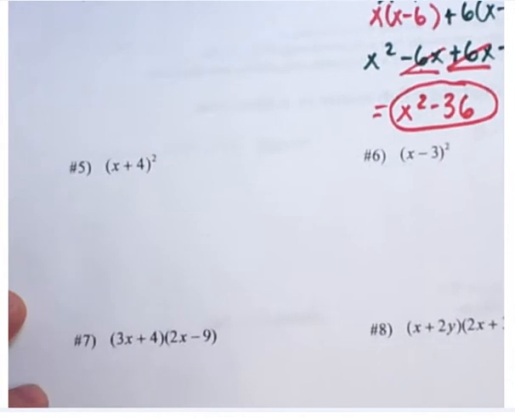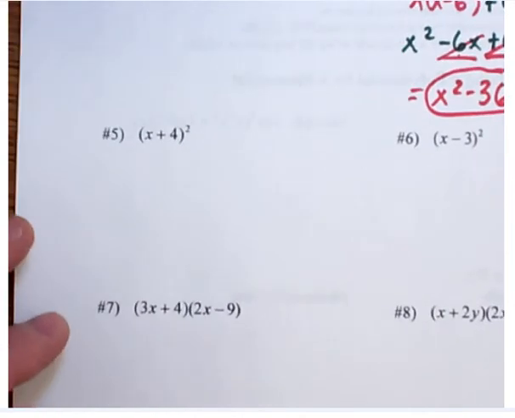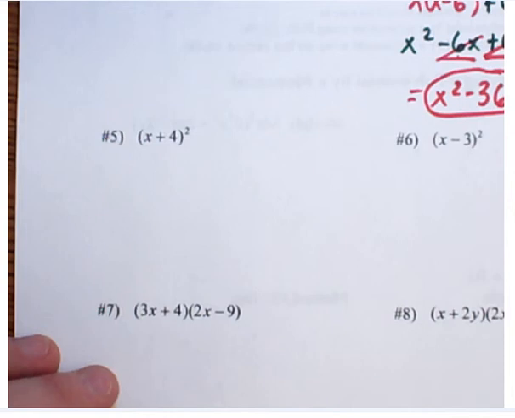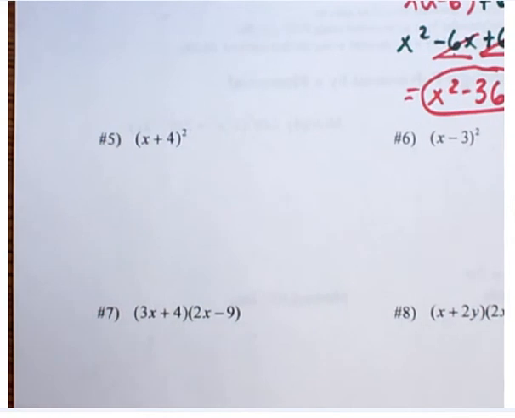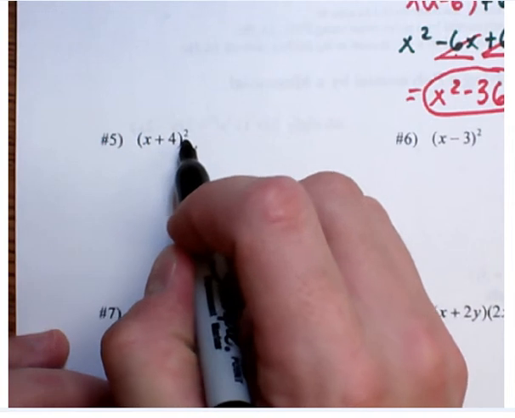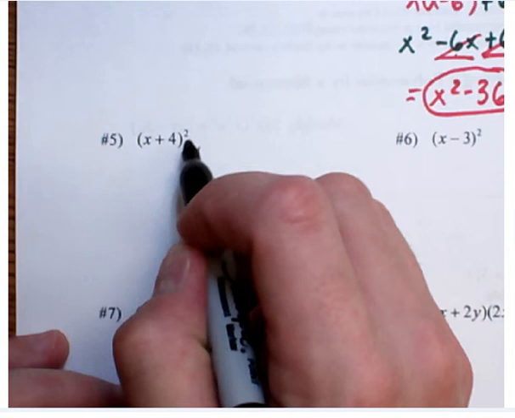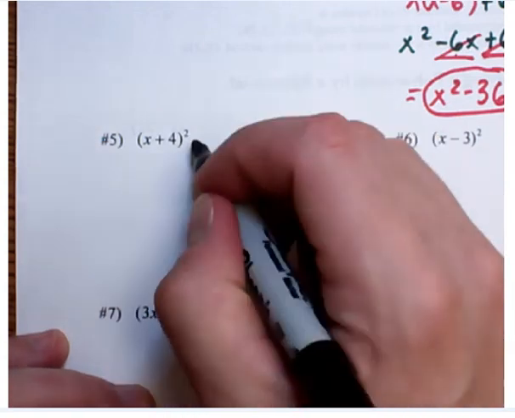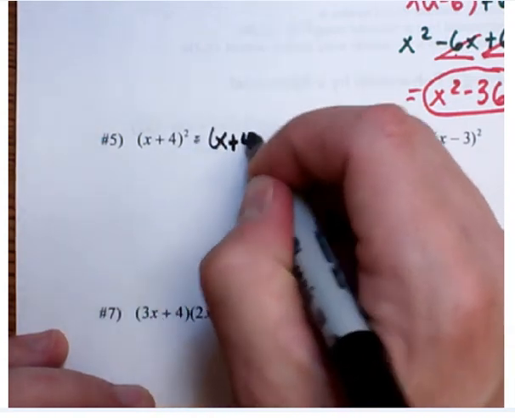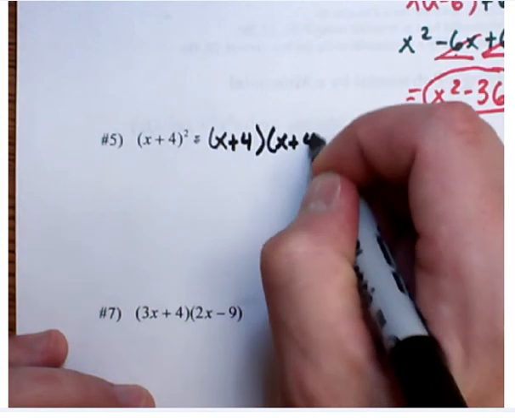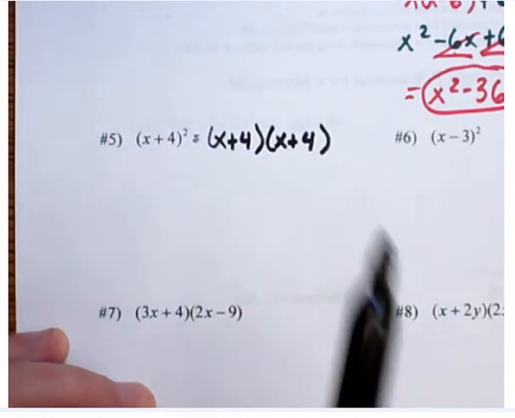Now we're going to do number 5 and number 6. Number 5, I'm going to do this with a box. It doesn't matter, I'm just kind of switching off here. When you square a binomial, x plus 4, when you square anything, that means you are multiplying it by itself. You have to write this down.